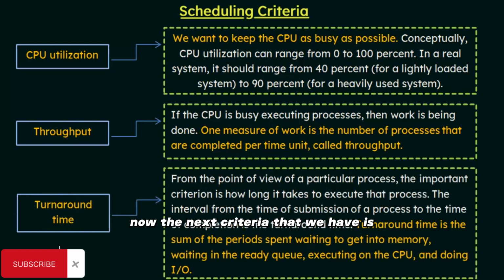The next criterion that we have is turnaround time. Let us see what we mean by turnaround time. From the point of view of a particular process, the important criterion is how long it takes to execute that process. The interval from the time of submission of a process to the time of completion is the turnaround time. Turnaround time is the sum of periods spent waiting to get into memory, waiting in the ready queue, executing on the CPU, and doing input-output operations. What we mean by this is, we are trying to see this in the view of a process.